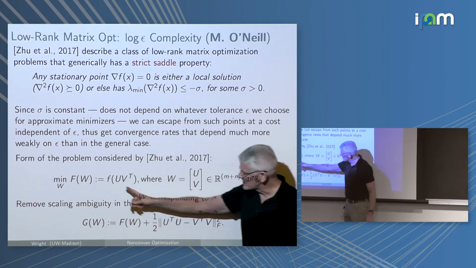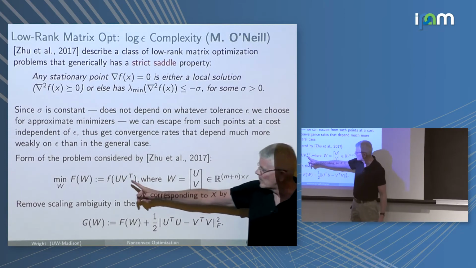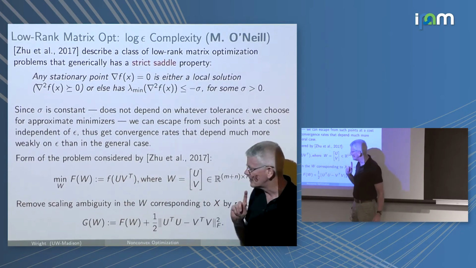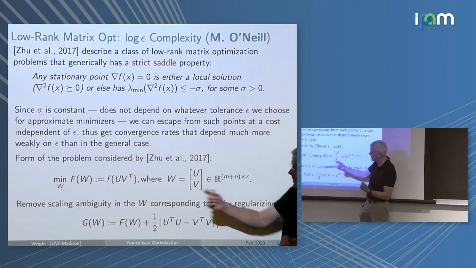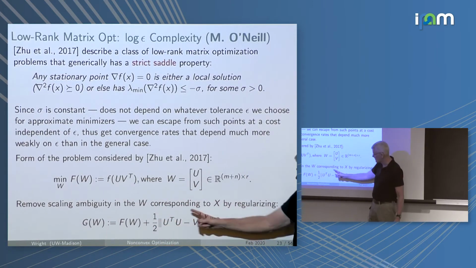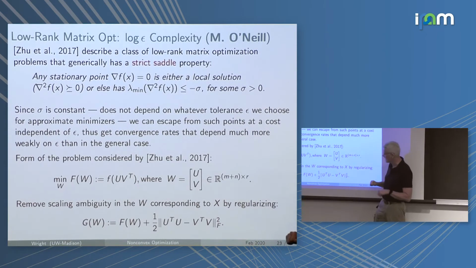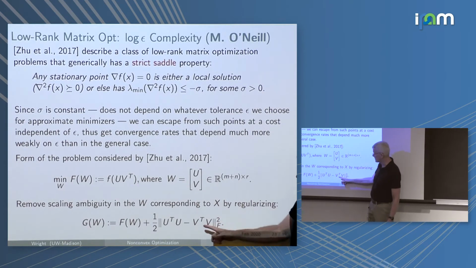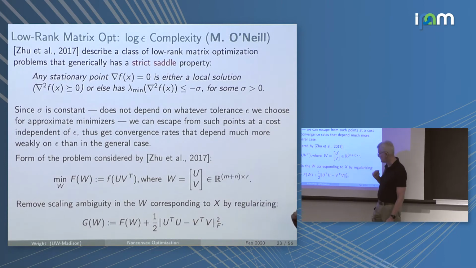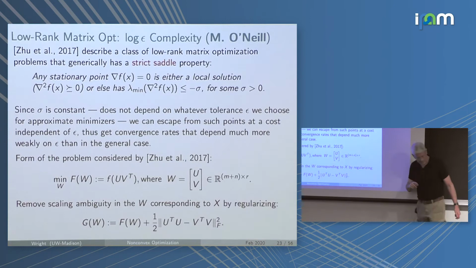Now, you can tell right away that there's an ambiguity in the solution here. If I multiply U by 2 and divide V by 2, I get the same UV transpose. And so they try to eliminate that by adding this regularization term, which eliminates that kind of scaling ambiguity. But it doesn't affect the solution, because you can show that this is 0 at a reasonable solution. So this is the function that they work with.